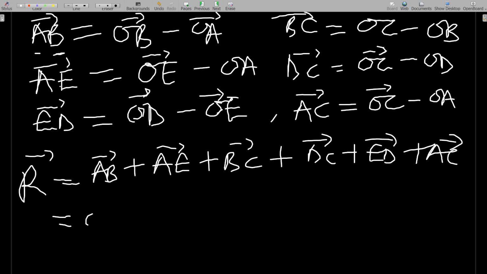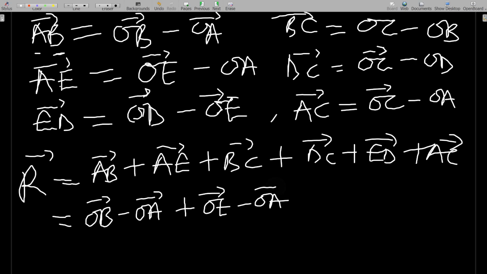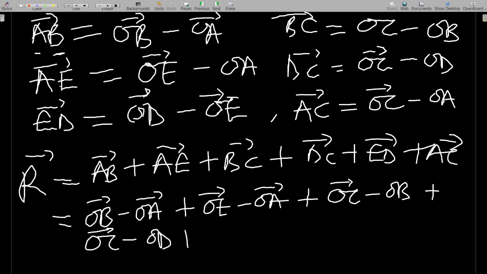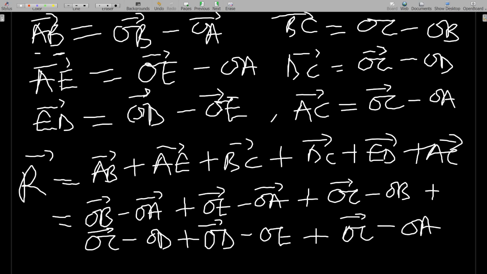So the resultant will be equal to AB, which is OB minus OA, and then AE, which is OE minus OA, plus BC, which is OC minus OB, plus DC, which is OC minus OD. Then we have ED, which is OD minus OE, and the last one, AC, which gives us OC minus OA. So the whole resultant force can be written in terms of position vectors as that.